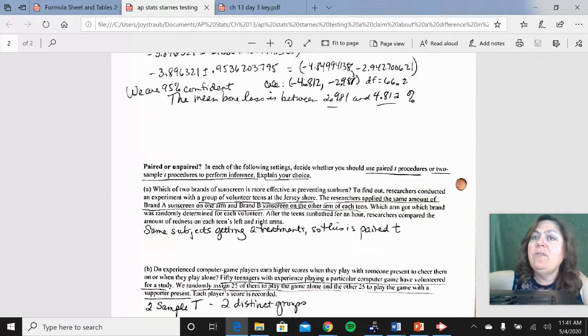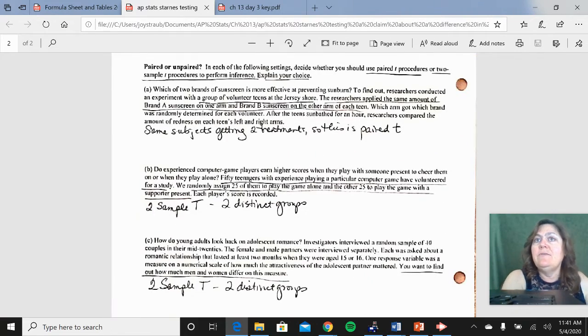Okay, hopefully you thought through these. I'm just going to put up the answers for you to check. This one was a paired T because it was the same subjects getting both treatments. And the remaining 2 were 2-sample Ts because they were 2 distinct groups. If you have any questions on that, bring it to the next conference session.